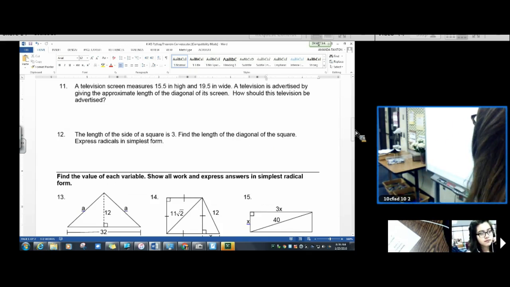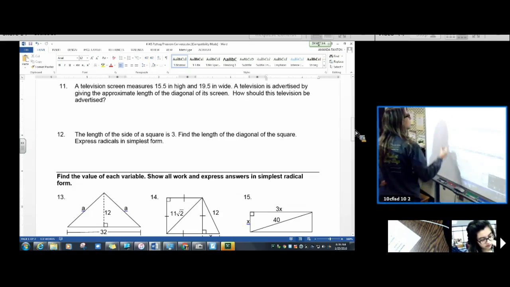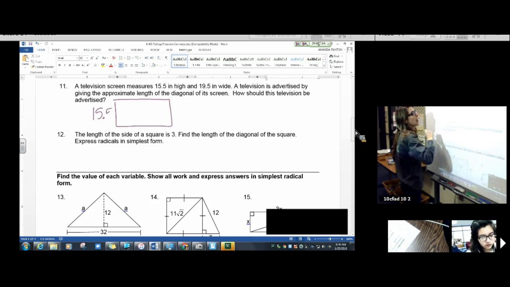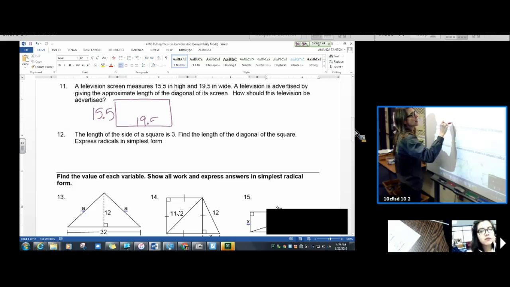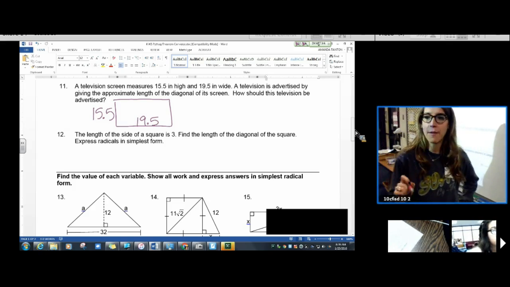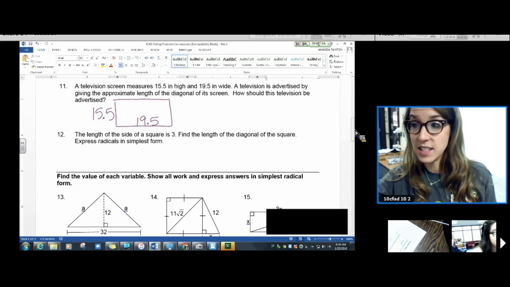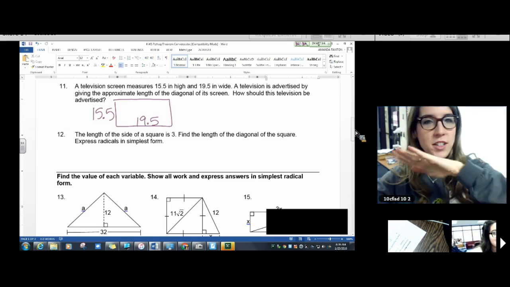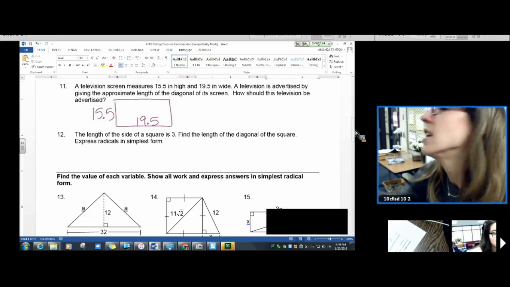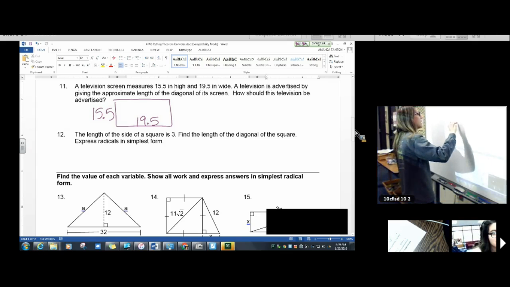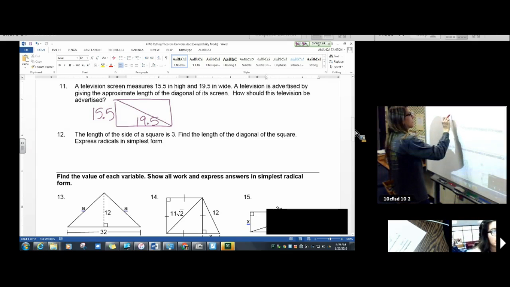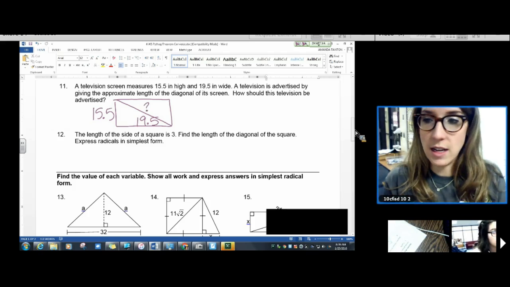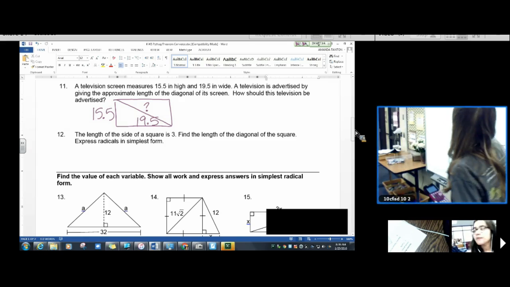Number 11. A television screen measures 15.5 inches high and 19.5 inches wide. A television is advertised. Have you ever gone to look at TVs to buy one? When it says it's a 20-inch TV or a 32-inch TV, they're not talking about the width or the height. A TV is advertised based off of its diagonal. So what's the approximate length of the diagonal of the screen? That way we know what size screen it is as the advertisement in the store.